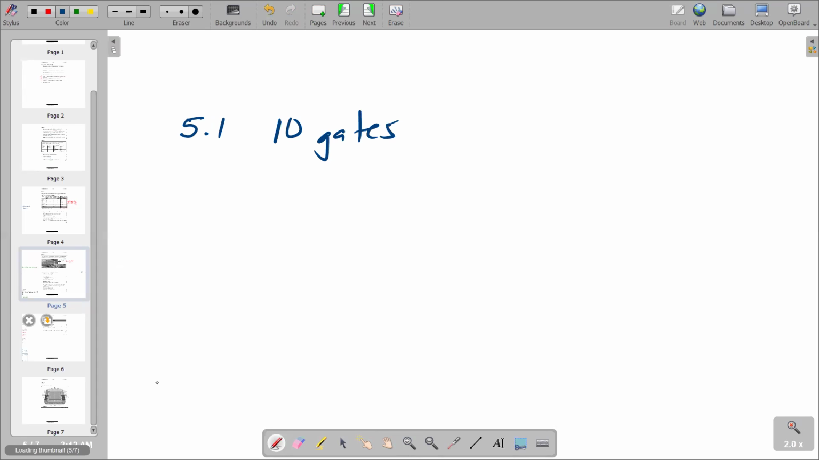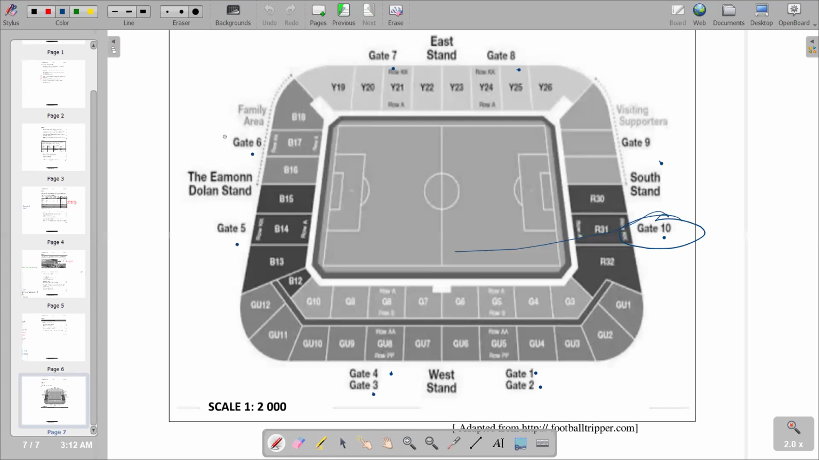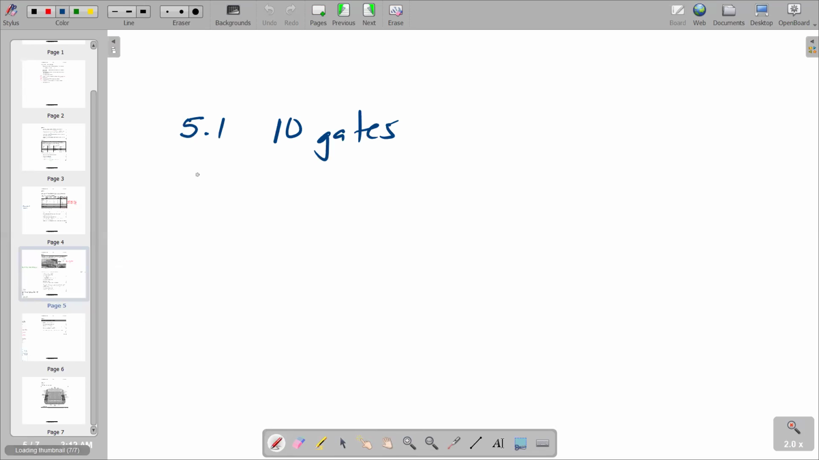So we move on to the second question, which is saying which gate is closest to family area. So we try to see where we have family area, and you see that we have it here. So the closest gate obviously is gate 6. So we have 5.2, whereby we are saying gate 6. We'll go to the next one.